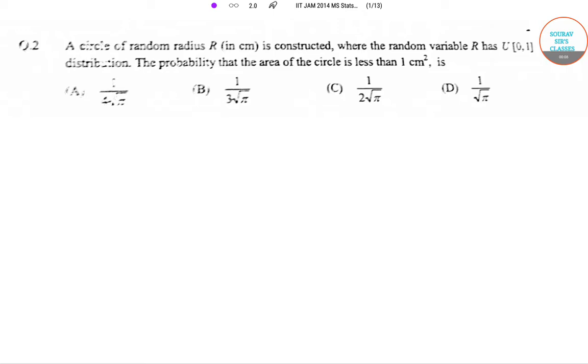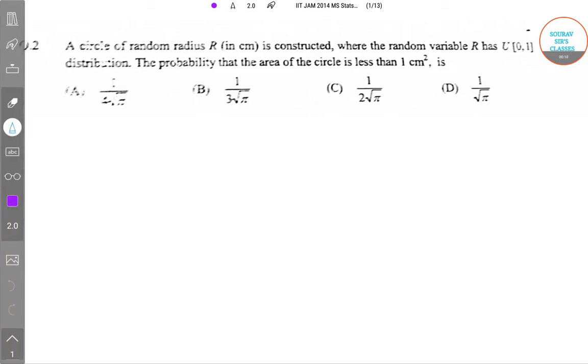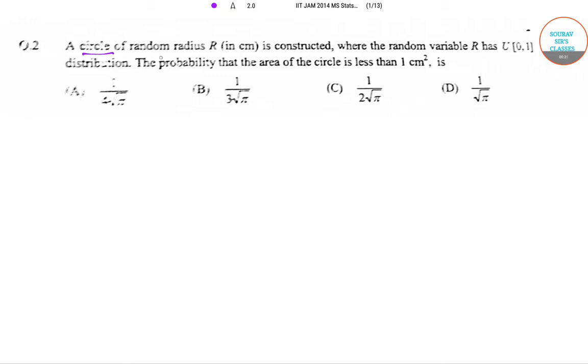Today we are going to do selected problems from IIT JAM 2014 Mathematical Statistics. So the first question is, a circle of random radius r in centimeter is constructed where r has uniform 0, 1 distribution. So r follows uniform 0, 1. The probability that the area of the circle is less than 1 centimeter squared. So we need to find out the probability that area is less than or equal to 1 centimeter squared.